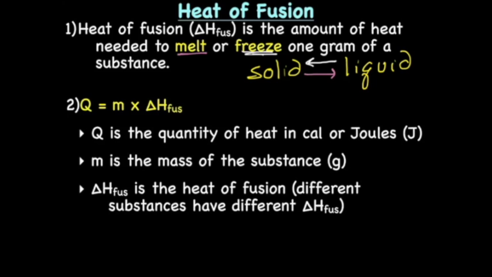So for heat of fusion, there is an equation. It's Q equals M times delta H fusion. Q is the quantity of heat, and that will be either in calories or joules. Those would be the units. Then you have M. M is the mass of the substance, in grams, of course. And delta H fusion is the heat of fusion. Different substances have a different heat of fusion. Okay, that's a constant for a particular substance.